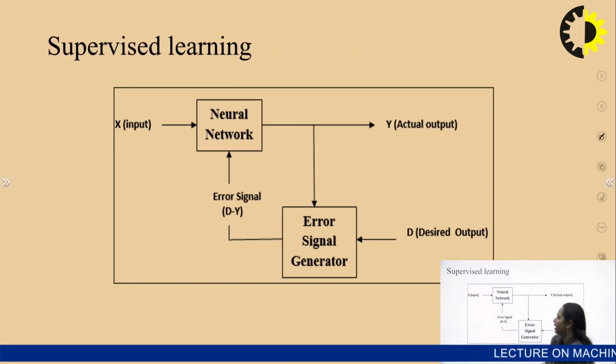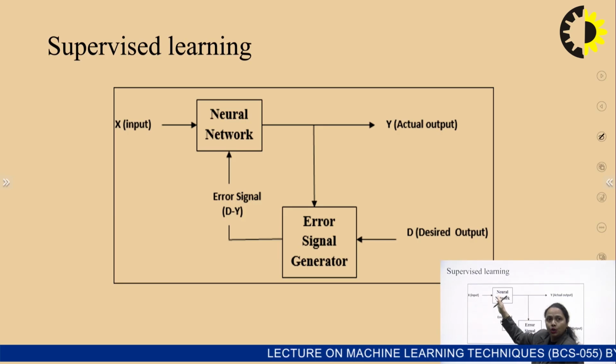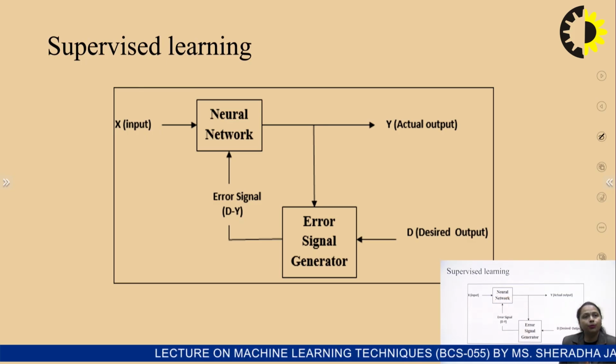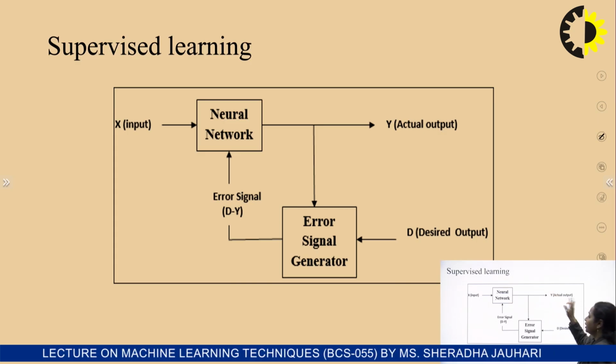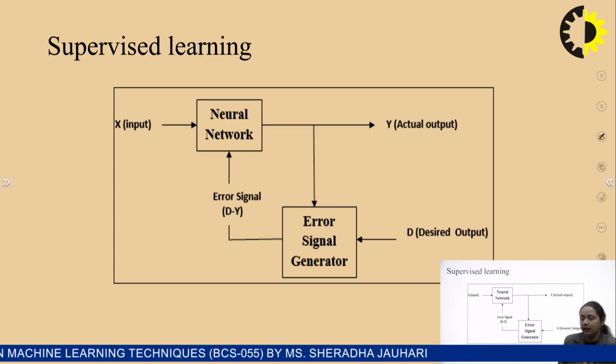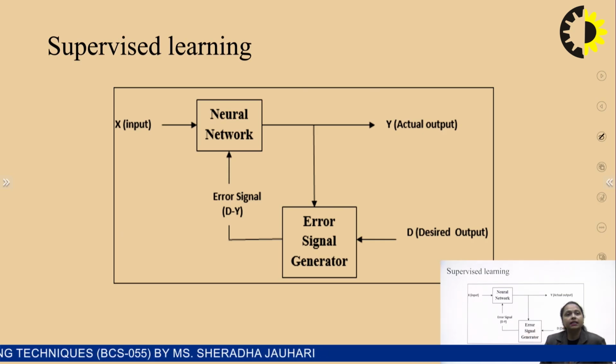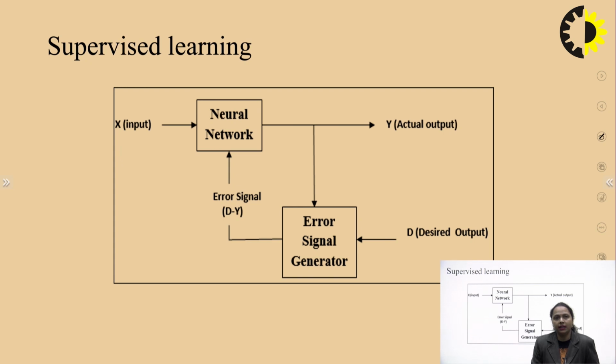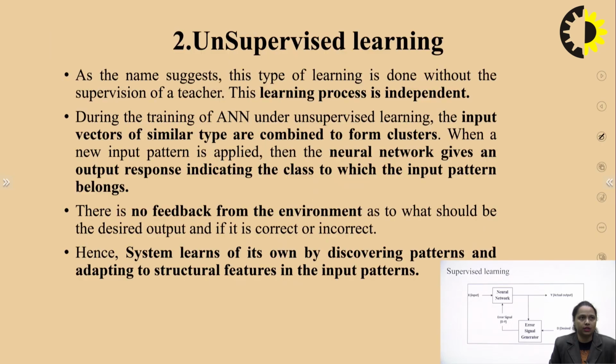So in supervised learning, whatever data we provide as input is transmitted to the neural network, and it will generate the actual output. But in between there must be some error signal generator. This is the error generator, meaning whatever data we are transferring may be 80% accurate or 90% accurate. So some error will be generated there, and this error is transferred to the neural network so that it can be further processed.